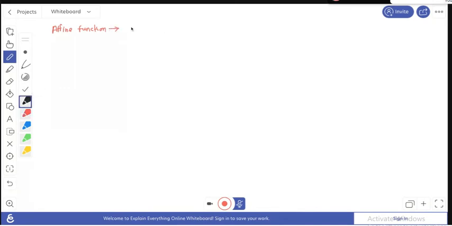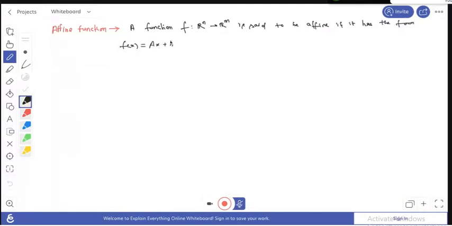Okay, so for any function, we say that a function f from Rn to Rn is said to be affine if it has the linear form. That is, we take f(x) equals Ax plus b.